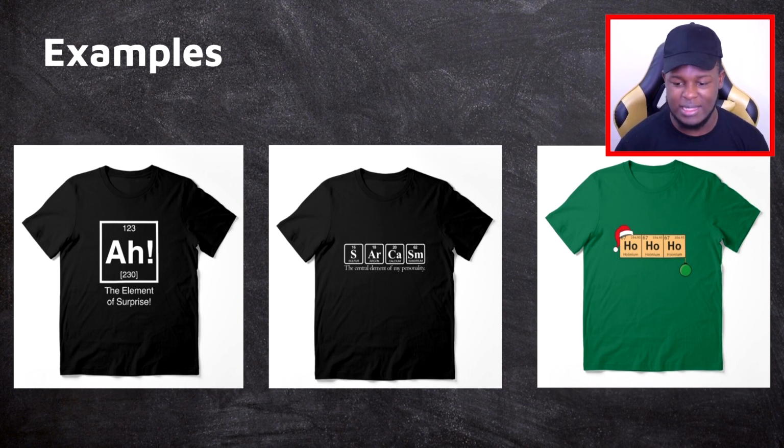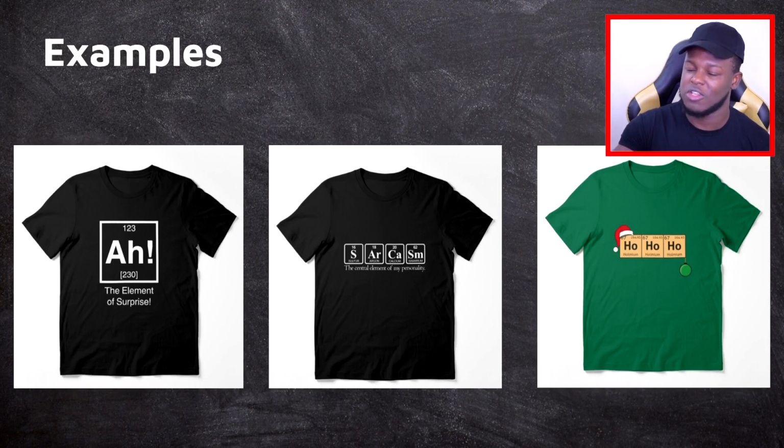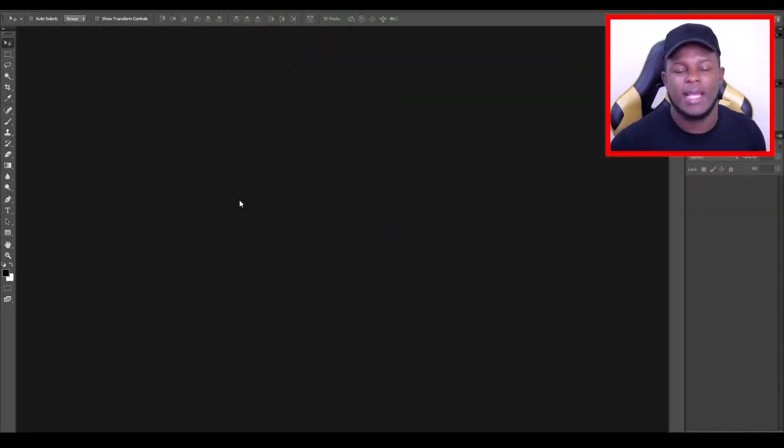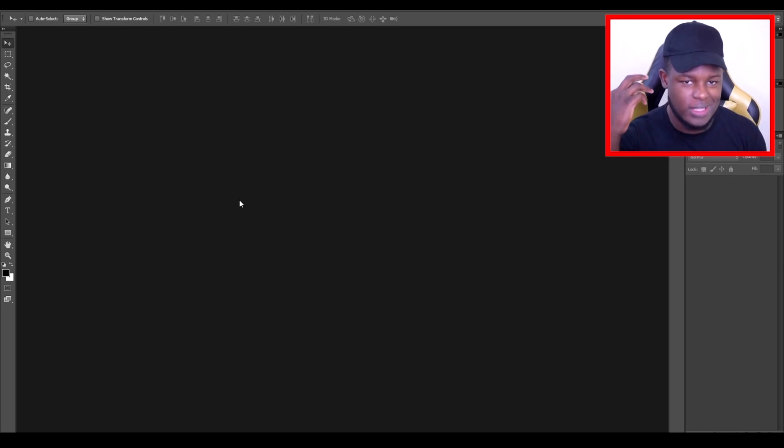So there we've got a design that says art, the element of surprise. We've got one that says sarcasm, the element of my personality, and then finally a Christmas related one that says ho ho ho. The possibilities with this design template are endless. I'm sure you guys can think of a million other things you can use this for, and I know for a fact a lot of you guys are in niches that are doing well already, so this is something you would be able to implement into that. And with that said, I'm going to jump onto Photoshop and I'll show you exactly how you can make this fast and easy.